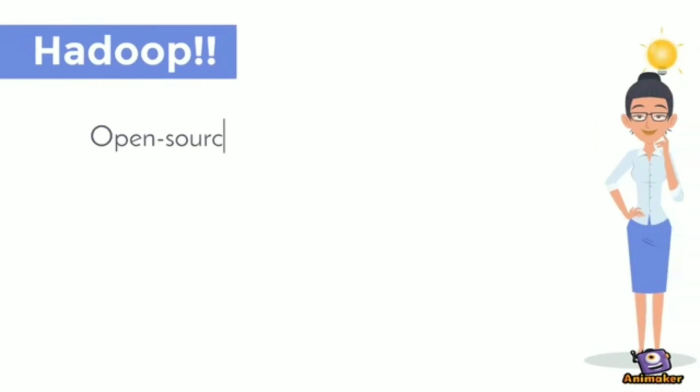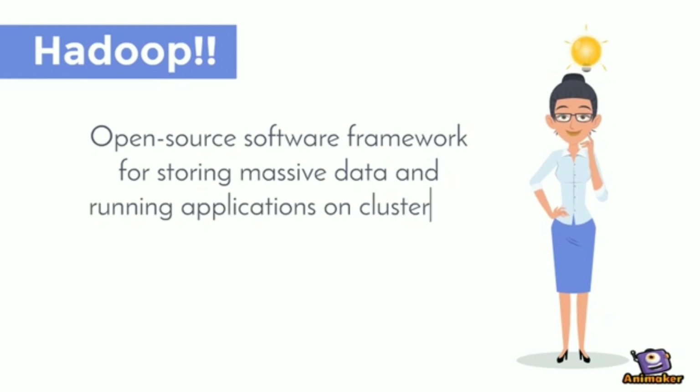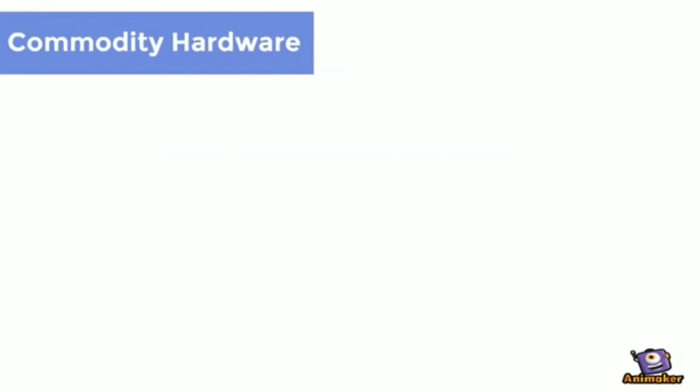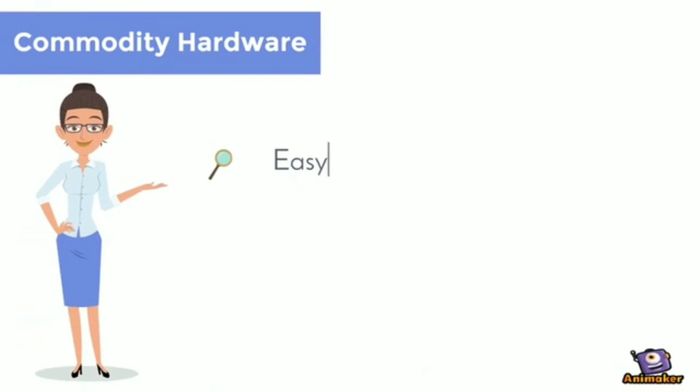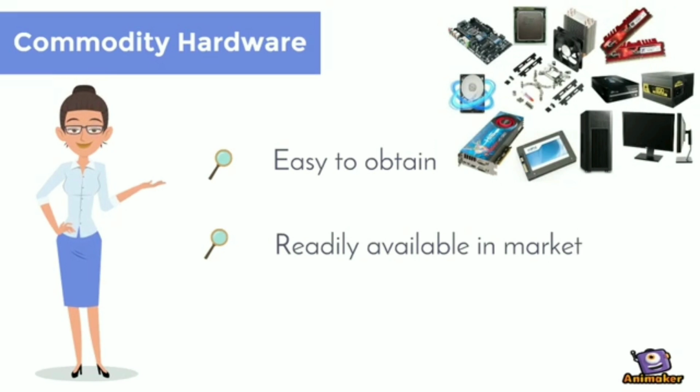Hadoop is an open source software framework for storing massive data and running applications on clusters of commodity hardware. Hadoop does not require a very high-end server with large memory and processing power. We use commodity hardware. Commodity hardware is a computer hardware that is affordable and easy to obtain. It's readily available in the market and is easy to buy from any vendor. They are generally compatible with other such devices.